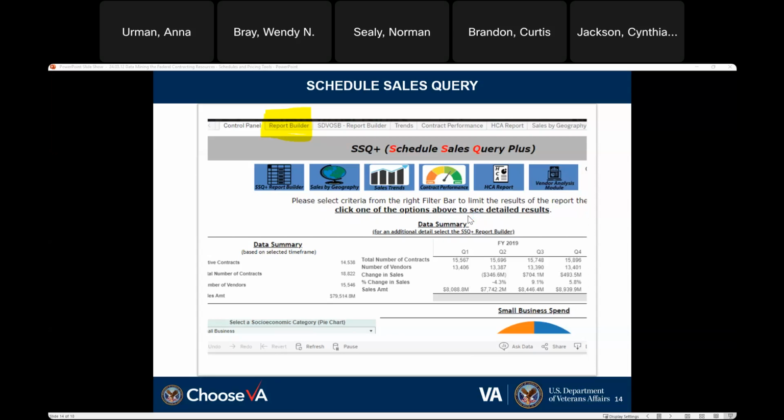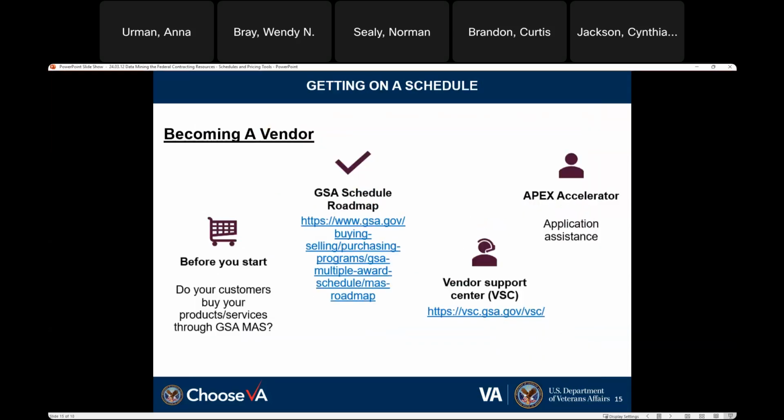So we could see how many vendors, we could see the quarters, we could see NAICS codes and socioeconomic categories. What we are not able to get is who were the individual agencies that contracted for and funded those contracts. All right. So that's the overview of the different tools that we're going to demo.